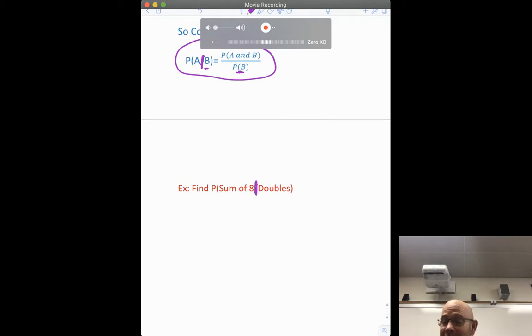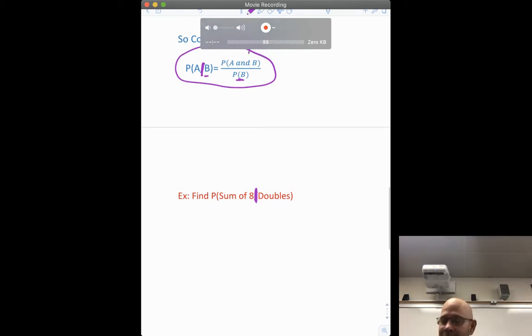Granted, we could just count. I'll show you how to do that in a second. But if I just use this formula right up here, the probability of sum of 8 given doubles is going to be equal to the probability of 8 and doubles divided by the probability of doubles. So you can just apply this formula if you wanted to.